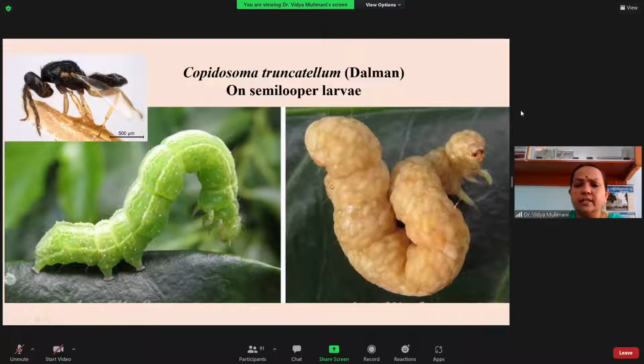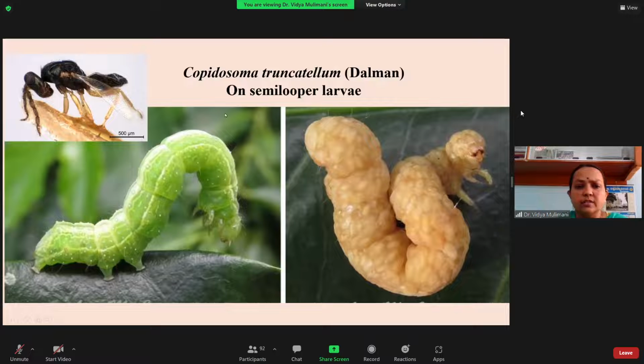Next, another example under the Encyrtidae is Copidosoma truncatellum. What do you see in this photograph? This is a semilooper larva. Semiloopers have only three pairs of prolegs, and the last one, so four pairs of prolegs will be there, and the one on the third abdominal segment is reduced. That is a semilooper.